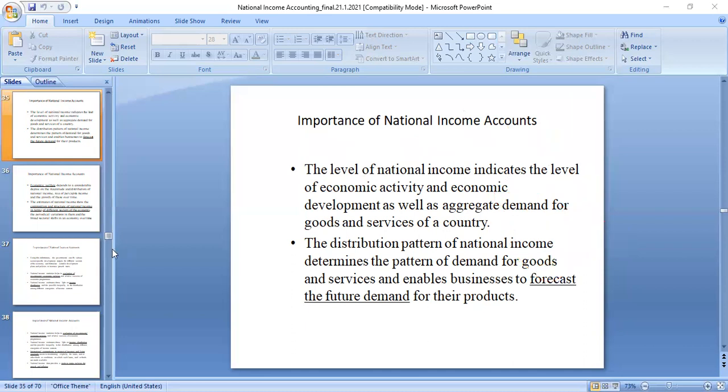Then the distribution pattern of national income determines the pattern of demand for goods and services. Of course, the higher the national income, the higher the demand for goods and services. And here we shall be able to forecast the demand for certain products.